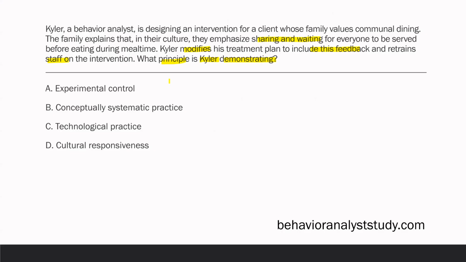B, conceptually systematic practice. We don't know what strategies Kyler is using, so we can't be sure he's being conceptually systematic. The only thing we know that Kyler has included in his plan is the cultural feedback from the family, which may or may not be conceptually systematic. C, technological practice. When we're technological, we're writing treatment plans and strategies and interventions in a way that can be replicated. We aren't sure if anybody's replicated what Kyler is about to do. So the only answer we have left is D, cultural responsiveness.